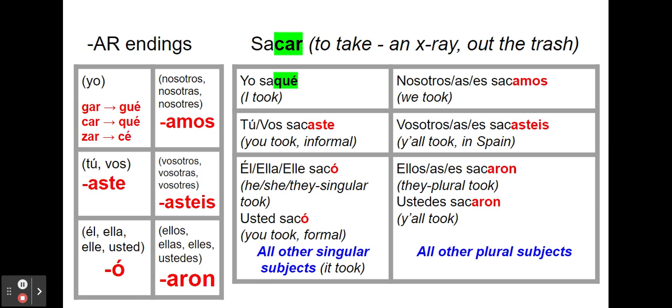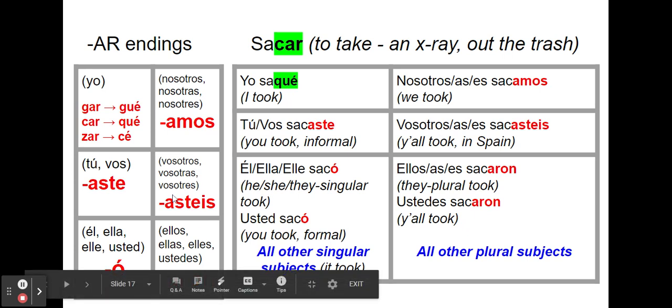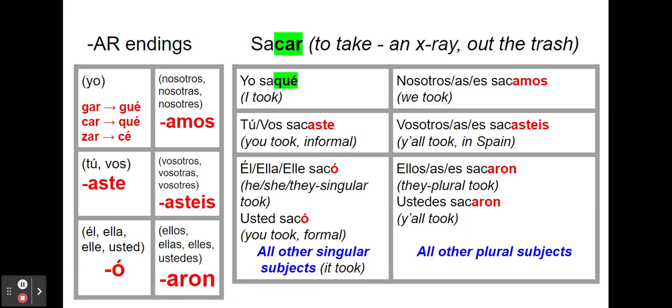Nosotros, nosotras, or nosotres form should end in amos, so that would be sacamos, we took. Nosotros sacamos la basura, we took out the trash. Vosotros, vosotras, vosotres sacasteis. Asteis is our vosotros ending, so that would be "all took", used in Spain. And then finally we have sacaron, which could be they took, ellos, ellas, ellas sacaron, or ustedes sacaron would be y'all took. So that is an example of a CAR verb.